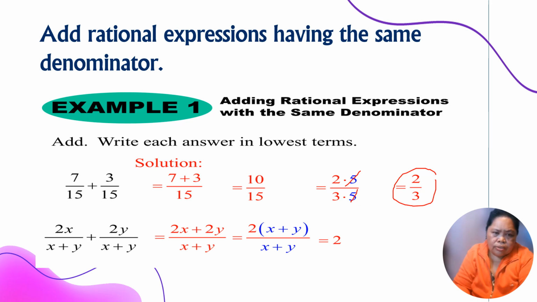Next, we have 2x over x plus y plus 2y over x plus y. We do have the same denominator here. So we have x plus y divided by x plus y, that's 1, times 2x. Okay, so we got 2x plus 2y over x plus y, or simply we factor. For 2x plus 2y, the common factor is 2. So 2x divided by 2 is x, 2y divided by 2 is y. Then we cancel the same factors. So x plus y are the same, so we cancel this out. The final answer is 2.